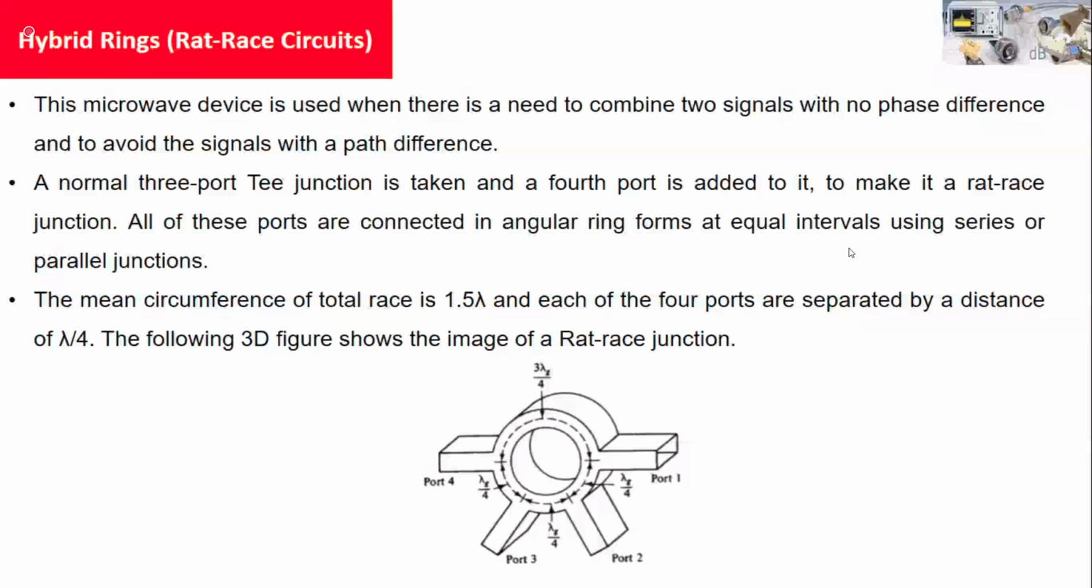Suppose you're seeing port 1 to port 2, there is a difference in length of lambda by 4. Why do we take lambda by 4? Because generally lambda by 4 signifies our matched impedance condition. Lambda by 4 is nothing but a quarter wavelength. A quarter wavelength acts as an impedance matching or impedance inversion device.